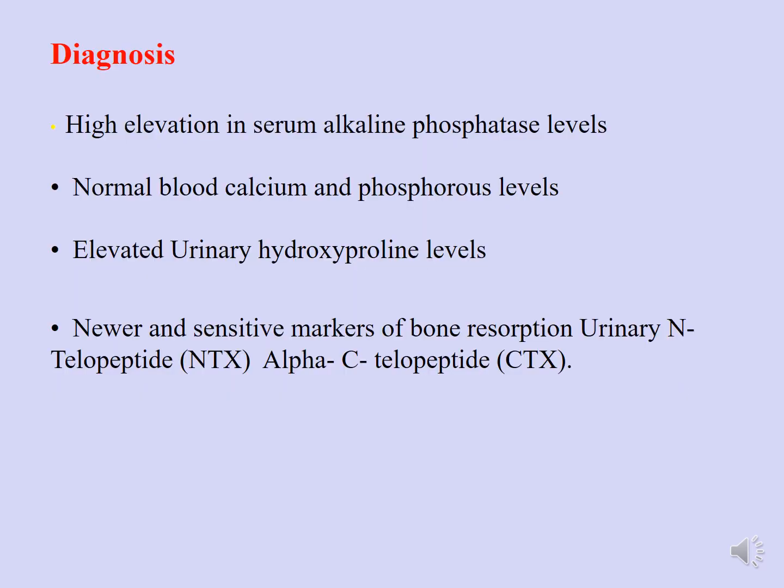Okay, so there are serological tests that can be done to support a diagnosis of Paget's disease. Number one is elevation in serum alkaline phosphatase level. There are normal blood calcium and phosphorus levels, but there will be elevated urinary hydroxyproline levels. Now, there are two newer sensitive markers, which are urinary N-telopeptide and alpha C-telopeptide. The presence of these two markers in urine is pathognomonic of Paget's disease.